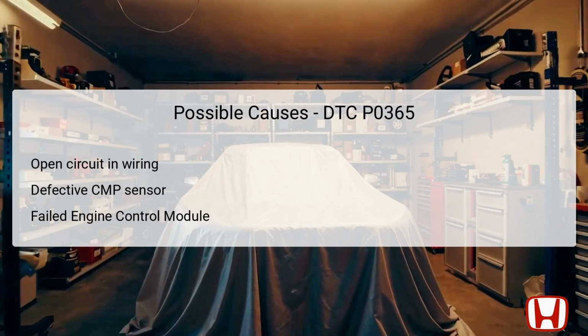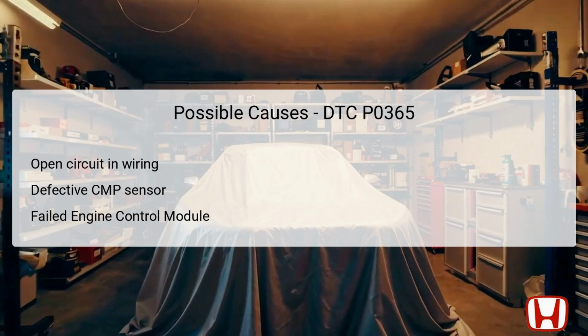The causes of DTC P0365 can vary, but they generally point to issues within the sensor circuit. One potential cause is an open circuit in the wiring connecting the CMP sensor to the powertrain control module, PCM. This disruption can prevent the ECM from receiving essential signals about the camshaft positioning. Additionally, a defective CMP sensor itself could be the issue.